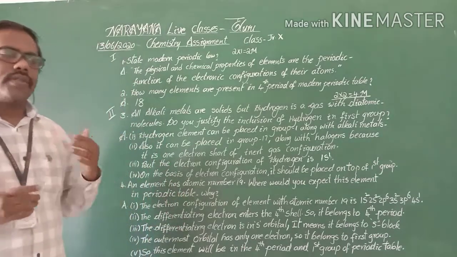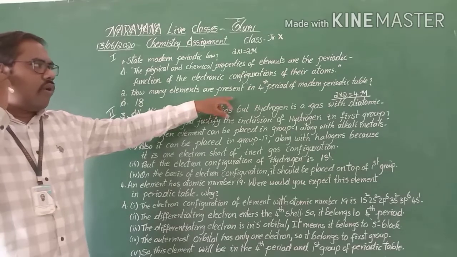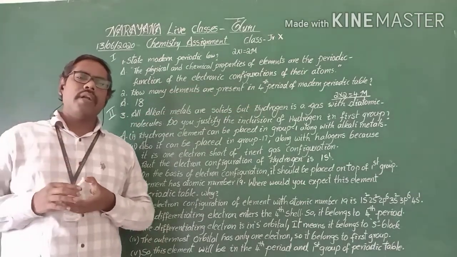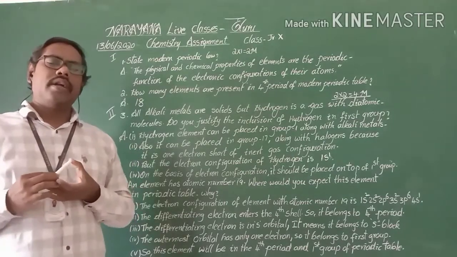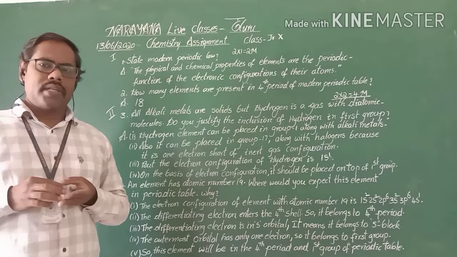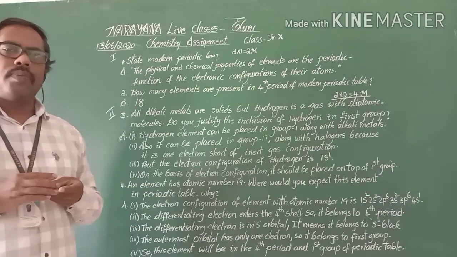Okay, coming to the next question. How many elements are present in the fourth period of the modern periodic table? If we observe the modern periodic table, in the fourth period, a total of 18 elements are present. The number of elements present in the fourth period is 18.